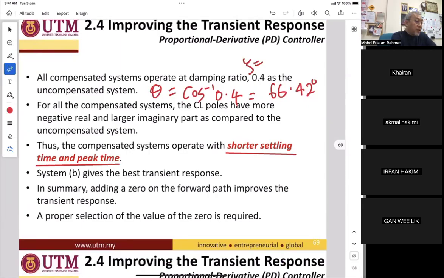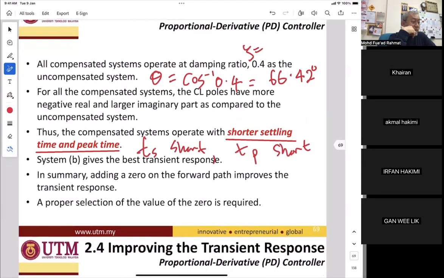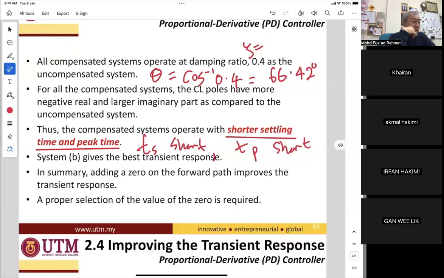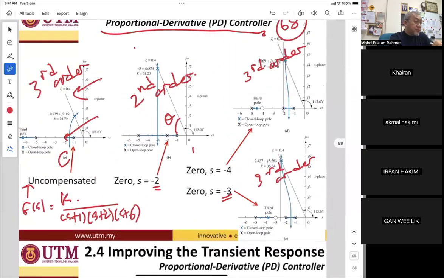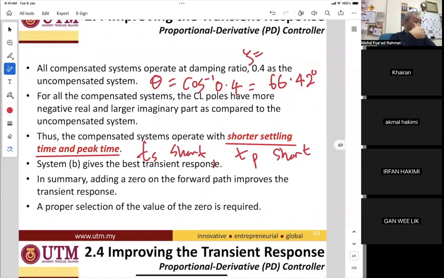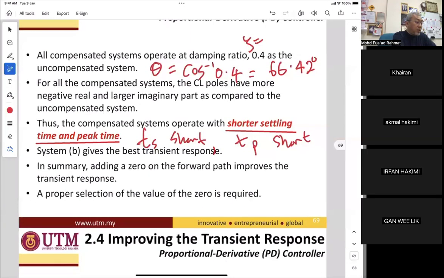Okay, so the settling time is short and the peak time is also short. Short meaning very fast. So this system B gives the best transient response, because it's a second order system. In summary, adding a zero on the forward path improves the transient response as well. So we need a proper selection. You have to calculate what is the suitable zero value of the PD controller.